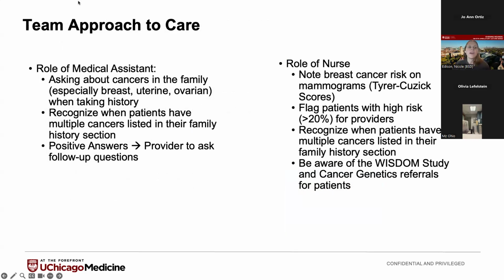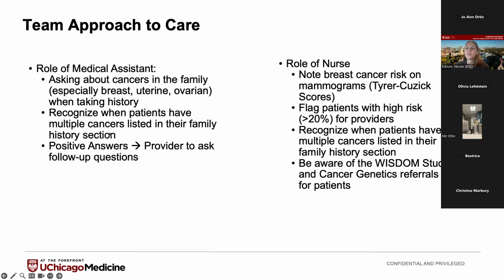So in terms of our team approach to care, I was thinking about the best way to incorporate this knowledge to empower you all when you're seeing and talking to patients. If you're an MA seeing a patient, I think every provider is a little bit different about how much they want you to get into the history, but asking about cancers in the family, especially breast, uterine, and ovary, is really important.